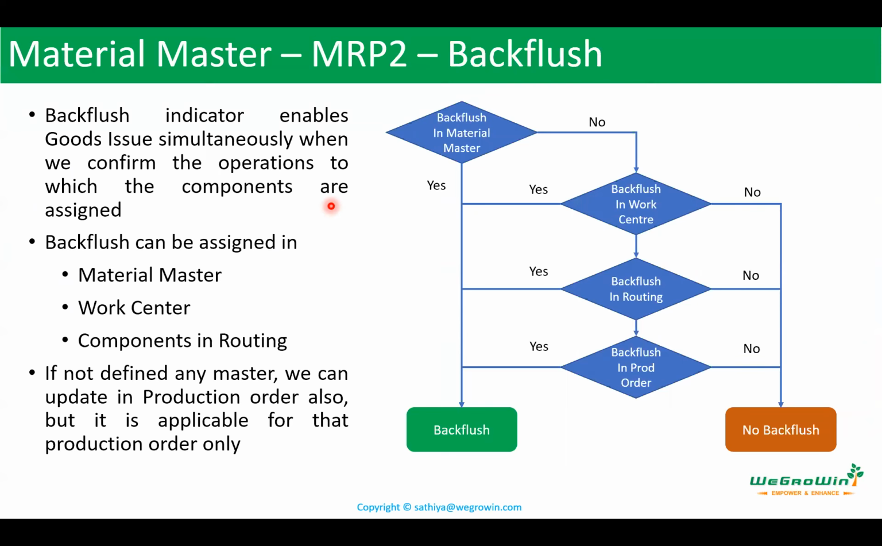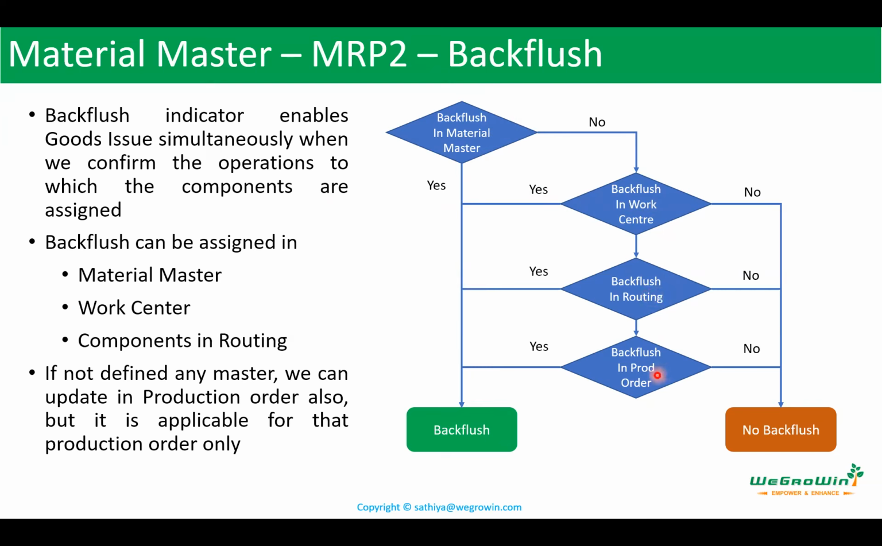So the backflush indicator is normally in the metal master. If you put it in the metal master, it will backflush always. There is also an option to enter the backflush in the work center. If you don't mention it in the metal master but mention it in the work center, whatever metal is related to the work center will get backflushed. That is also an option. If there is no backflush in the work center, we can define it in the routing also. If there is no definition in the routing, we can define backflush for an individual production order.